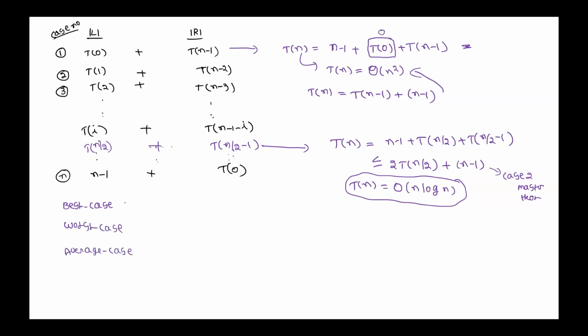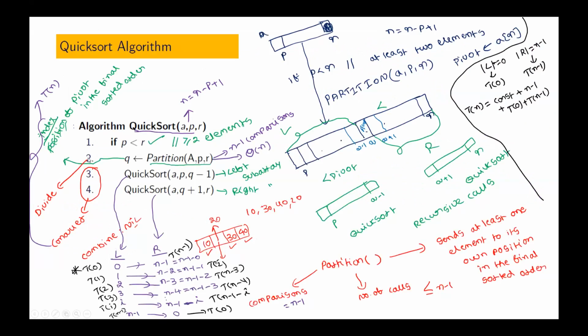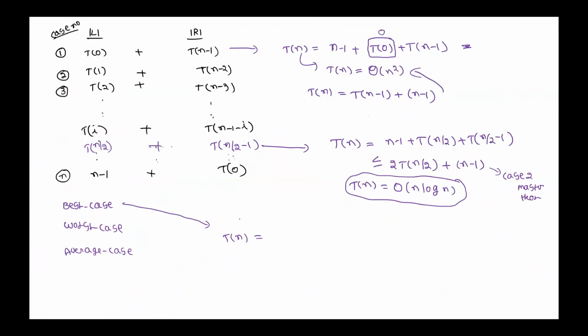So when does the best case occur? If you go to the actual algorithm, the second step, irrespective of what the elements are, the amount of work we are doing is n minus 1 comparisons. Only the third and fourth steps change. So T of n can be written as n minus 1 plus, I am looking for the best case.